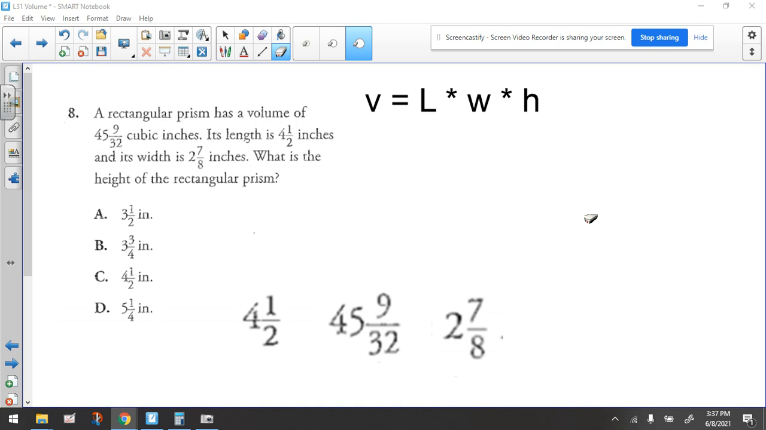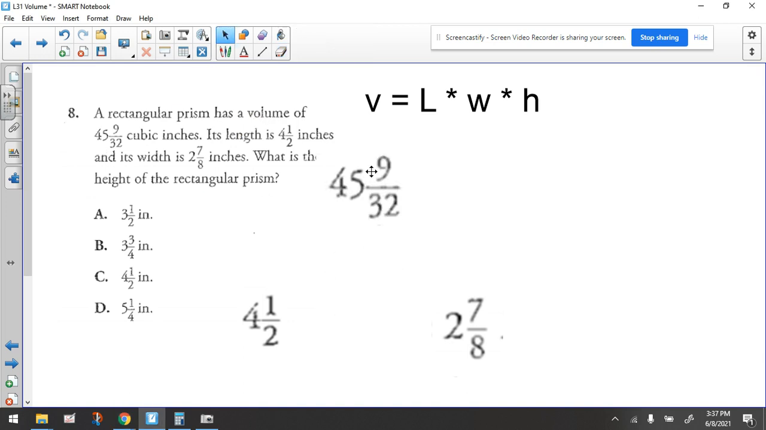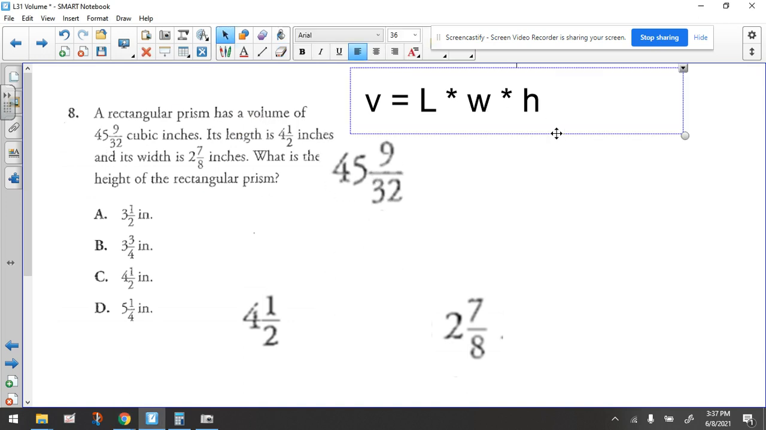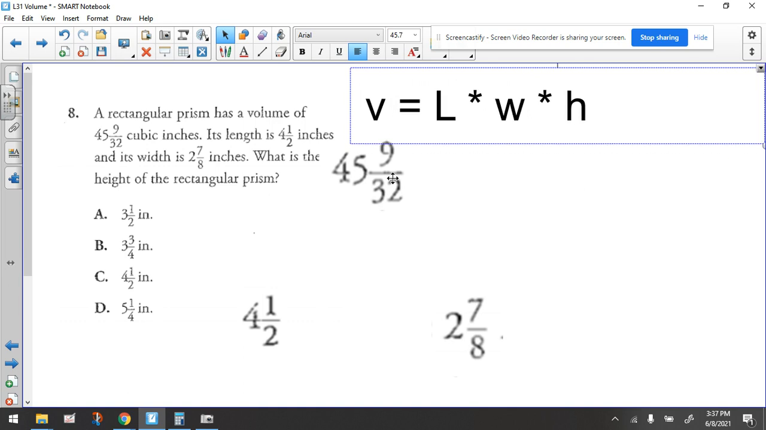So the first step is to recognize that we really need to use this formula of volume equals length times width times height. So we know the volume. And how do we know the volume? Because they're telling us here. It says volume of, and it's this number right here. So this number gets substituted underneath the V. Maybe I can make this a little bit bigger.